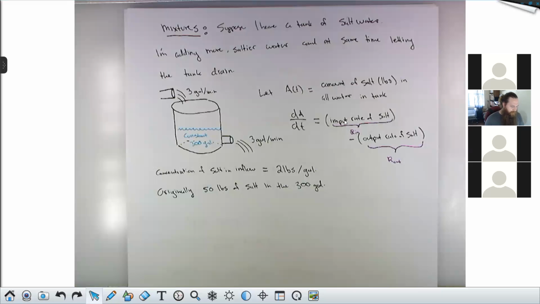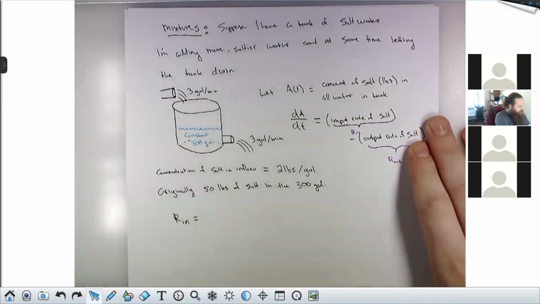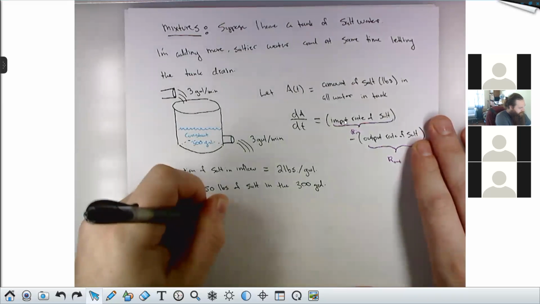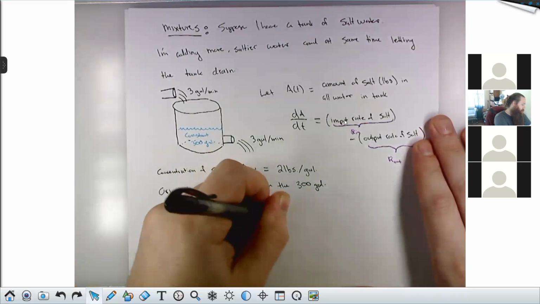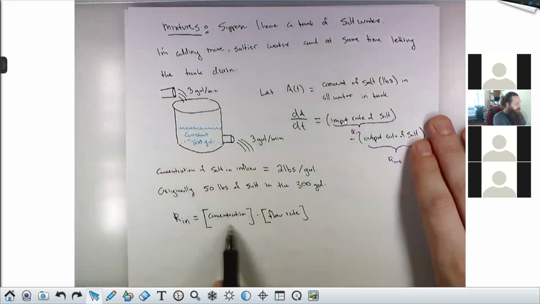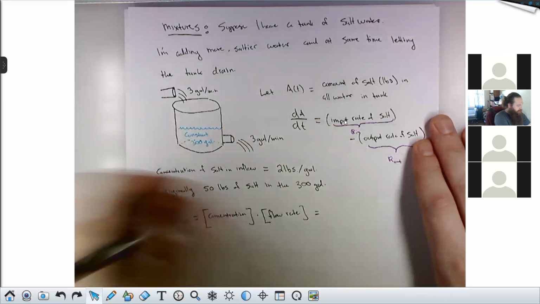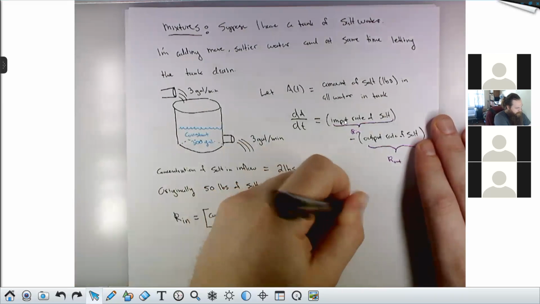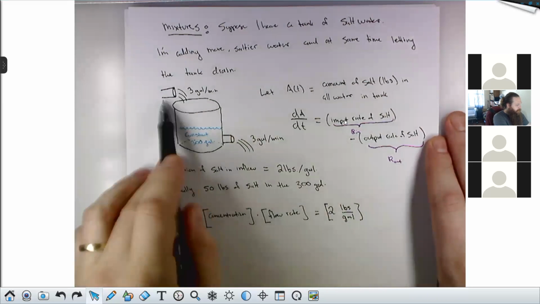The rate at which salt is coming in is the concentration of the solution coming in times the rate at which the fluid is coming in. So R in is equal to the concentration times the flow rate. Right? How much salt is there in each unit of the fluid times how much fluid? Well, the concentration of the stuff coming in is 2 pounds per gallon. And then the rate at which the fluid is coming in is 3 gallons per minute.